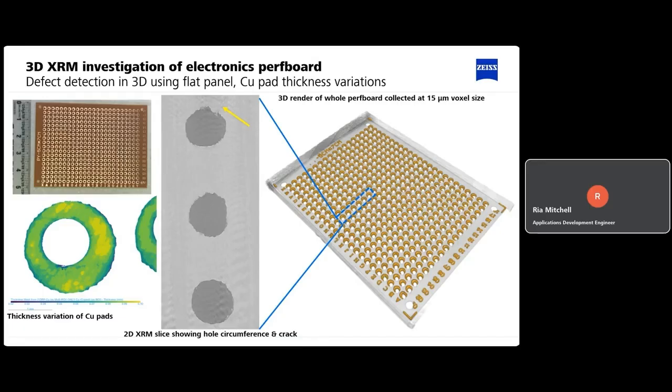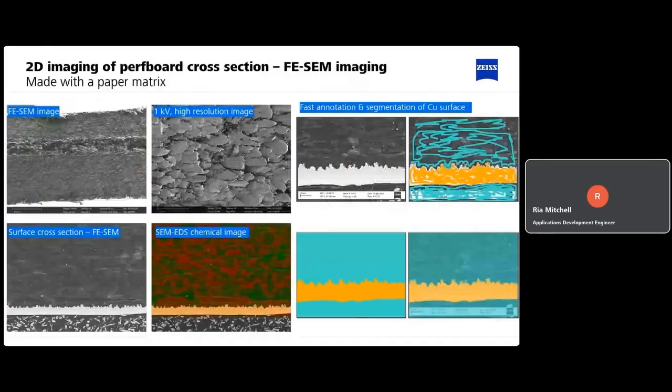We can also look for things like cracks, which are highlighted by this yellow arrow. So again, it's an opportunity to look for defects in 3D. And again, as I mentioned, we can do some 2D imaging at low kV of these non-conductive materials, and then we can perform some image analysis. So here we segmented the copper pads as we did with the copper clad laminate.